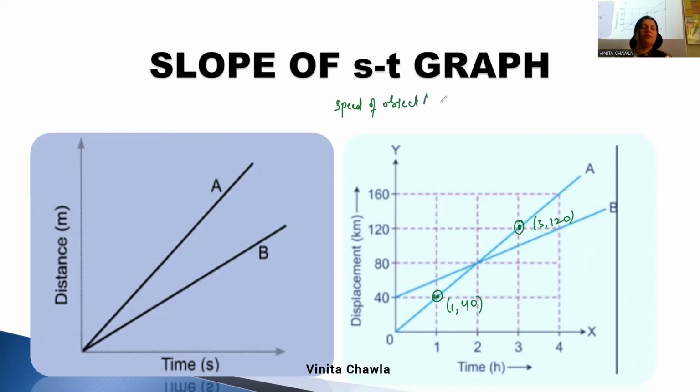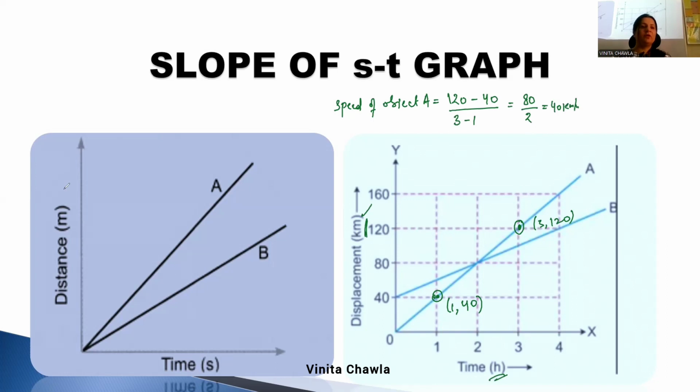So how will you find the speed of object A? Tell me. S2 minus S1 upon T2 minus T1. So what should I write now? 120 minus 40 upon 3 minus 1. First we take the ordinate and then the abscissa. 120 minus 40 is 80 upon 2. What will you get? 40 meter per second. No, it's not meter per second. It's kilometer per hour, because displacement is in kilometer and time is in hour. So its unit is kilometer per hour.